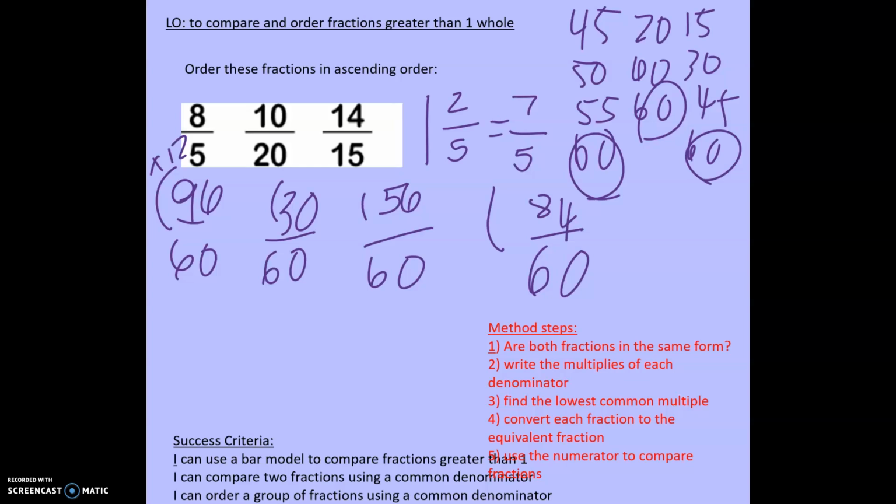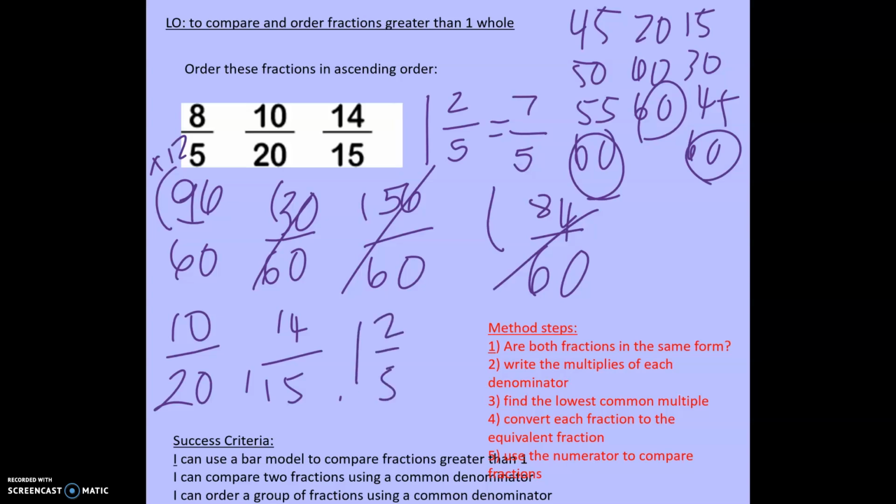Now I can put them in ascending order in their original form. So I'm looking for the smallest one. 30/60ths was the smallest one, which gives me 10/20ths. My next smallest one is 56/60ths, so that's 14/15ths. My next smallest one is 84/60ths, which means it's 1 2/5. And finally 96/60ths, which is 8 1/5.